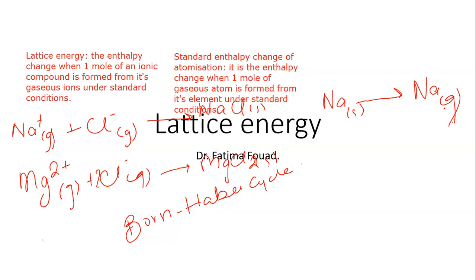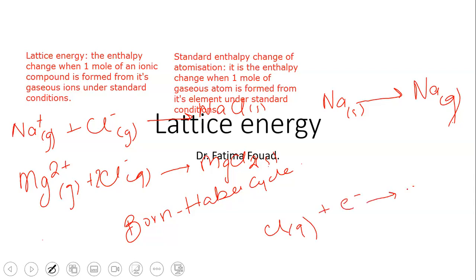Now, I have managed to get my sodium into a gaseous state, and I can turn this into a sodium ion. Fine. What about my chlorine? I don't have to worry about atomization of chlorine because chlorine is already present as a gaseous atom. But I need to turn it into a chloride ion. For that, I will take a look at electron affinity because I'm taking a gaseous non-metal and making it accept an electron so it can turn into a negative ion. This is electron affinity, right?